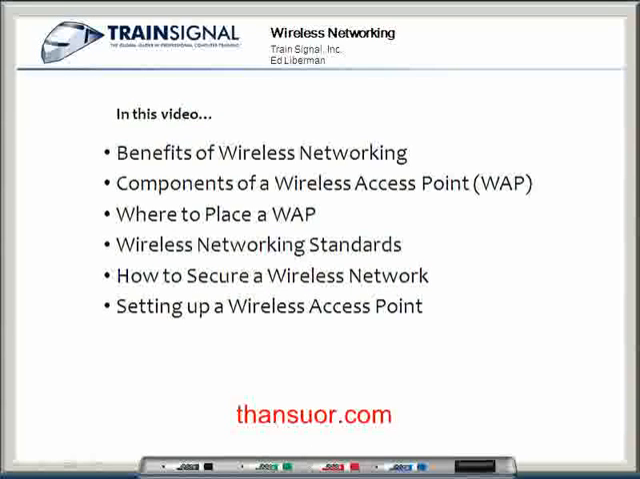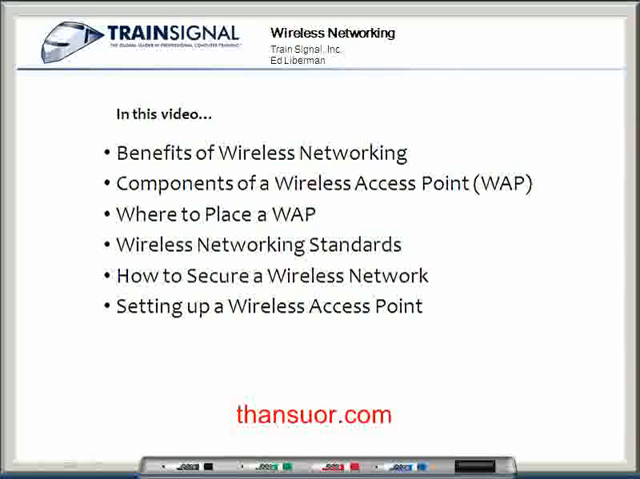In this video, we're going to take a look at some of the benefits of using wireless networking. Then we're going to go ahead and take a look at the components of a wireless access point. Now, we learned in a previous video that a wireless access point is a network device that allows wireless users to connect into your wired network. So we'll take a look at the components that make that device up.